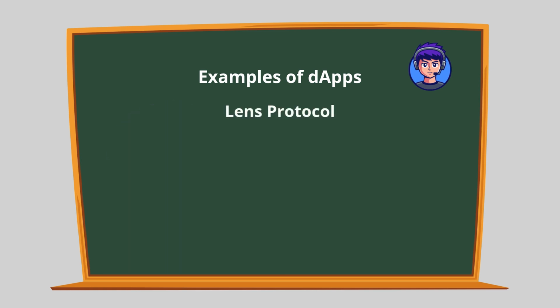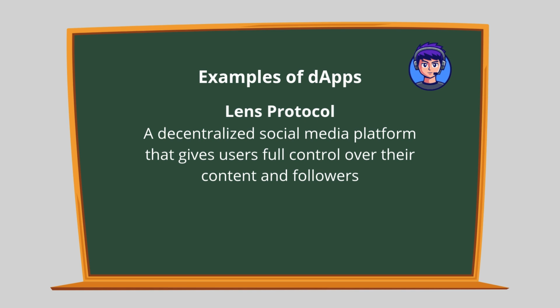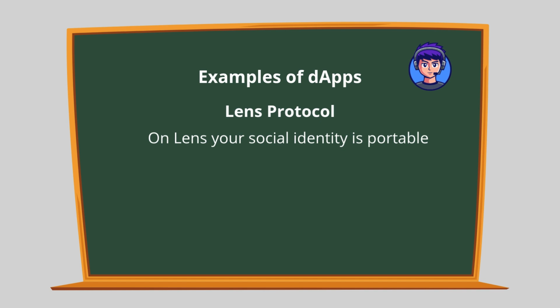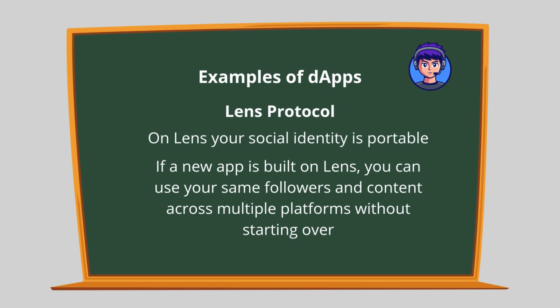Lens Protocol. Lens Protocol is a decentralized social media platform that gives users full control over their content and followers. Unlike traditional social media platforms where your data is stored on centralized servers, with Lens, your profile and posts are stored on the Polygon blockchain. What makes Lens unique is that your social identity is portable. If a new app is built on Lens, you can use your same followers and content across multiple platforms without starting over. This puts power back into the hands of the user, not the company.